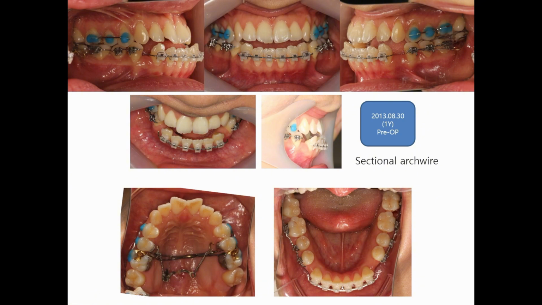Sectional arch wire, it means a full arch wire does not help to make fixation. So sectional arch wire, sectional arch wire, and sectional arch wire. 3 sectional arch wires. It's a preparation of ASO.